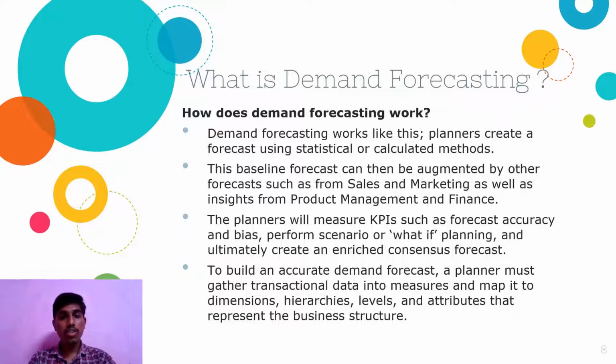How does demand forecasting work? Demand forecasting works like this. Planners create a forecast using statistical or calculated methods. This baseline forecast can then be augmented by other forecasts such as from sales and marketing, as well as insight from product management and finance. The planners will measure KPIs such as forecast accuracy and bias, perform scenarios or what-if planning, and ultimately create an enriched consensus forecast. To build an accurate demand forecast, a planner must gather transactional data into measures and map it into dimensions, hierarchies, levels, and attributes that represent the business structure.